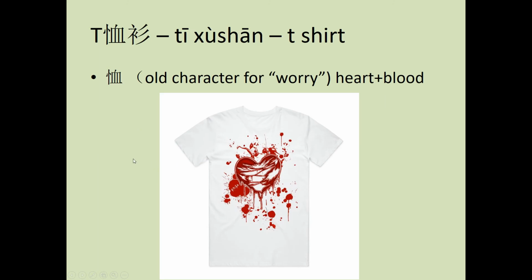And then the last character is the 恤 in T恤衫. We already learned shan from shirt, and T is the letter T. 恤 is just for the sound, to sound like English, T恤. And it has the old character for worry, which is heart plus blood. So here's a bloody T-shirt to help you remember.